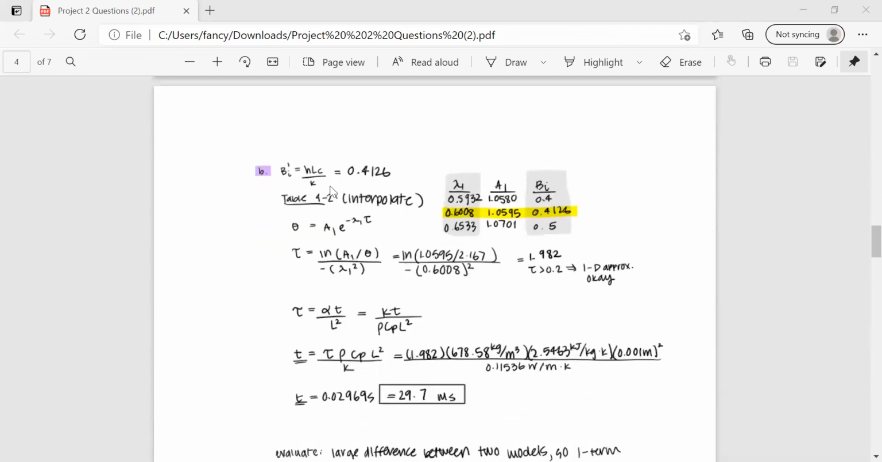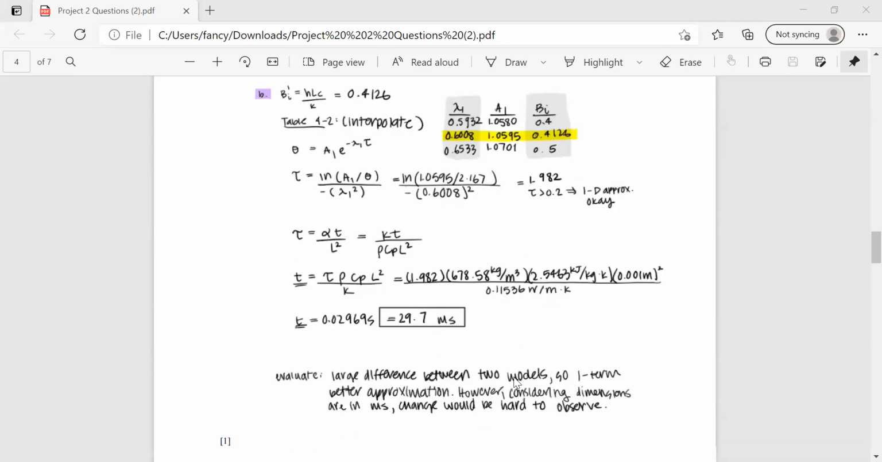And then for part B, this is where the one-dimensional transient heat transfer comes up. The Biot number is the same, and then you use that value in table 4-2 to find lambda and A1. And then from that, you can solve for tau using this equation. And tau is greater than 0.2, so this one-dimensional approximation is okay. And then using the tau equation, you can solve for time. And you get 29.7 milliseconds.